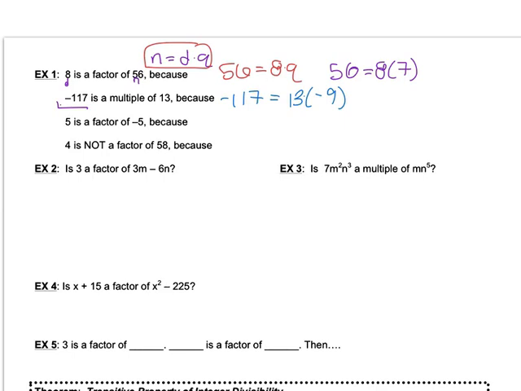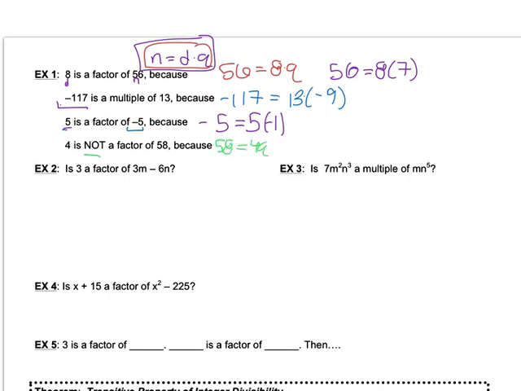5 is a factor of negative 5 because, so 5 is the factor of our number n. We switch colors. So n would be negative 5 equals our factor 5 times some other integer, which is just negative 1. So it seems simple, but this is using this definition, that relationship, to prove that things are factors of other numbers. And this last one here says 4 is not a factor of 58 because, now remember, if 4 were a factor of 58, we would need to show that 58 equals 4 times q.